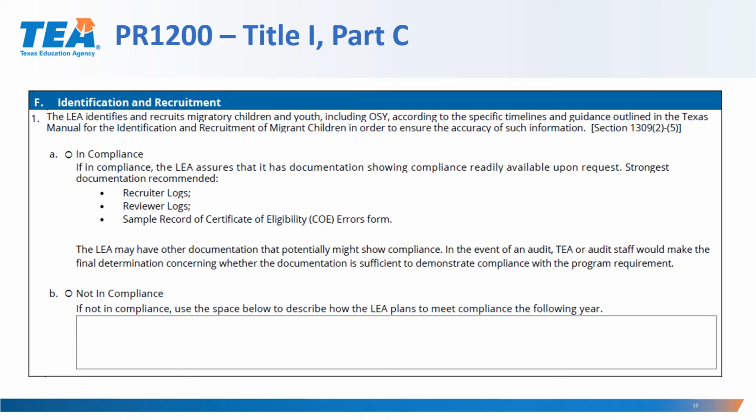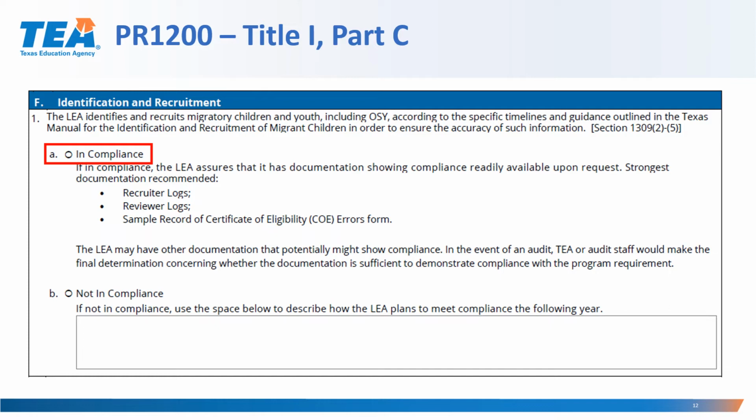Program Requirement F, Identification and Recruitment. The LEA identifies and recruits migratory children and youth, including OSY, according to the specific timelines and guidance outlined in the Texas Manual for Identification and Recruitment of Migrant Children in order to ensure the accuracy of such information. If the LEA indicates that they're in compliance, the LEA assures that it has documentation showing compliance readily available upon request. This is the strongest documentation recommended: recruiter logs, reviewer logs, and sample record of certificate of eligibility error forms.